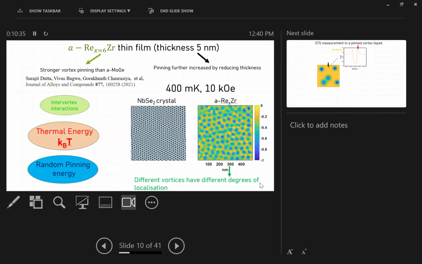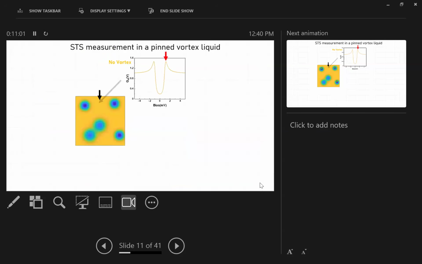Now, I show you here, at the same temperature and magnetic field, a conductance map for a niobium diselenide crystal and amorphous rhenium zirconium. The main difference that you see here is that each of these conductance minima corresponding to vortices has the same intensity. Here, on the other hand, you can see that some of them are very deep and some of them are very shallow. The reason that happens is this. So look at this cartoon of a conductance map here.